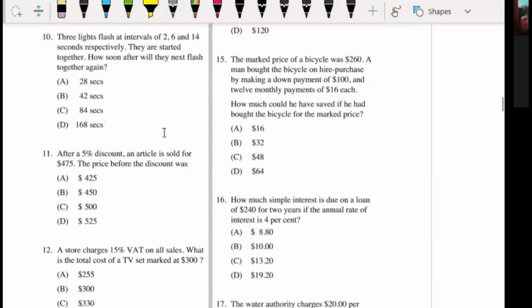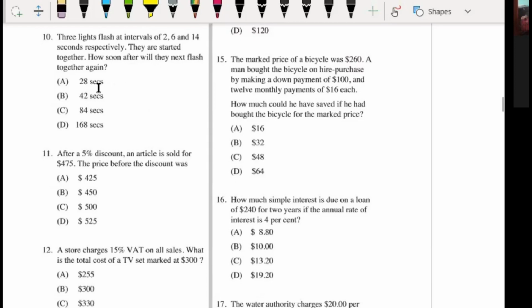Three lights flashing at intervals of 2, 6, and 14 seconds respectively. They are started together. How soon will they next flash together? Now, this problem is what we call an LCM problem. The least common multiple, or the lowest common multiple, some people say. So I want to find which one of these numbers 2, 6, and 14 can go into. And there might be more than one, but we would have to choose the smallest one.